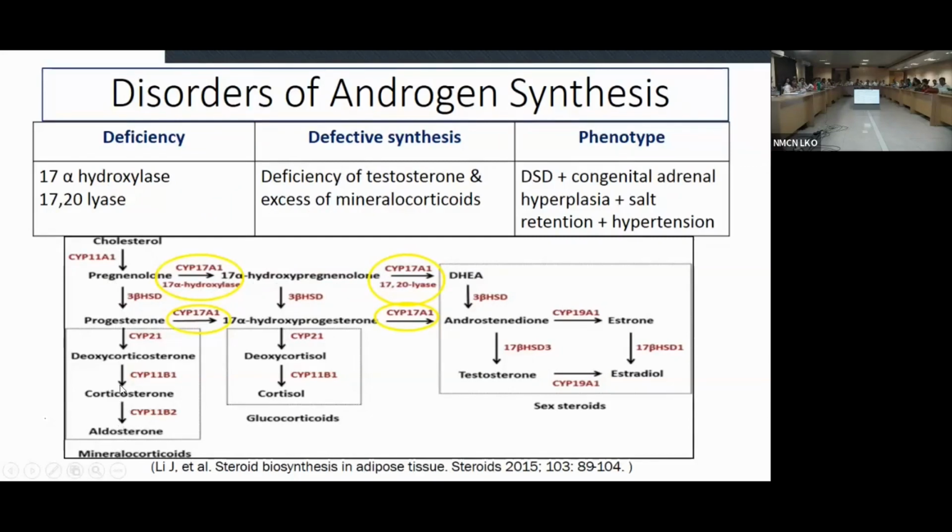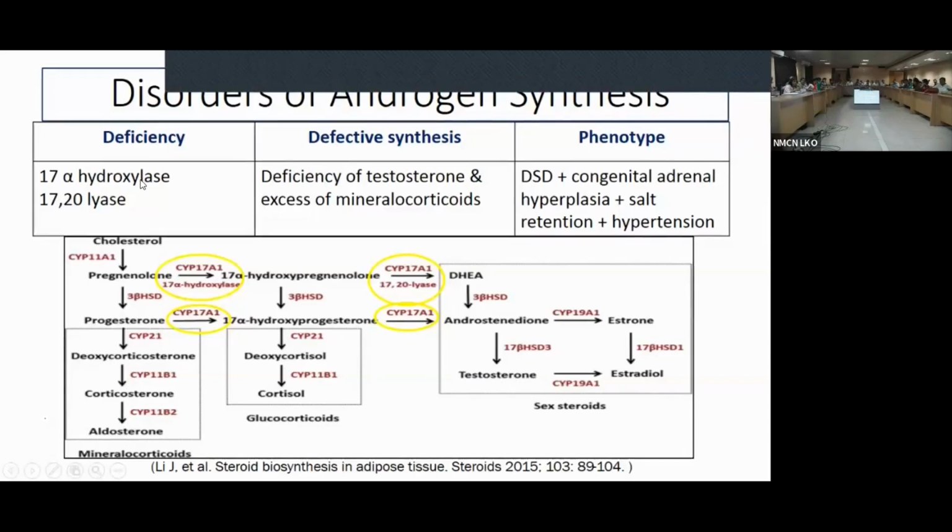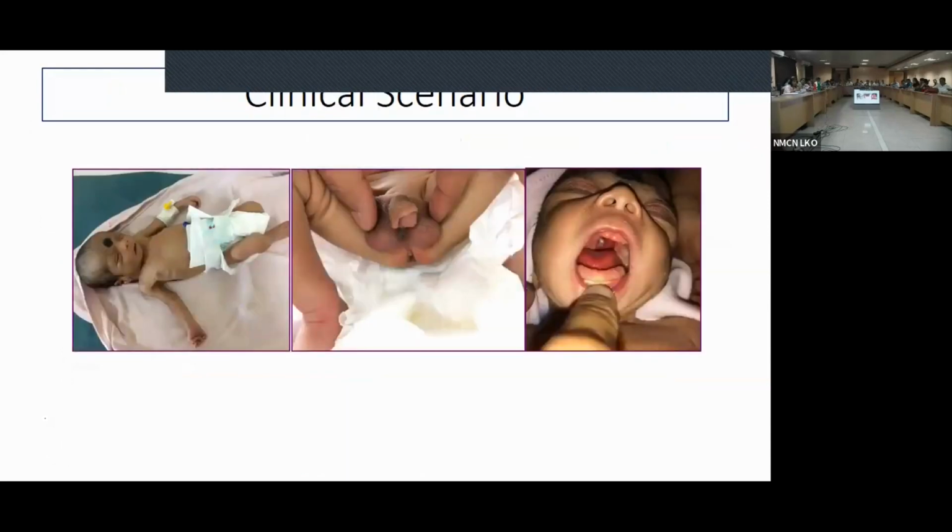So you have an excess of mineralocorticoids being formed, and these 2 are reduced, especially the sex steroids, there is a reduced production. So excess of mineralocorticoids causes salt retention and hypertension, and also there is a CAH. So this particular enzyme or this particular gene is associated with DSD, 46XY DSD with congenital adrenal hyperplasia. But unlike the 21-hydroxylase deficiency, here you have salt retention and hypertension because of the excess mineralocorticoids being formed.